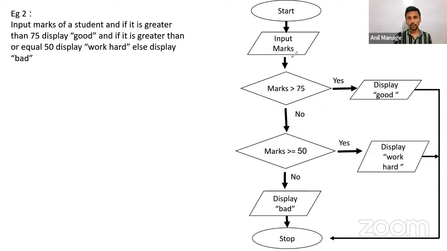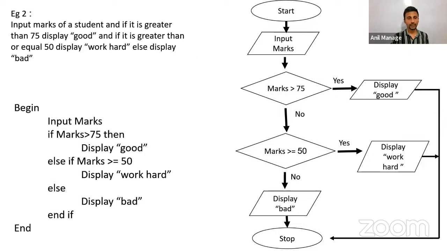So there are two different selections I have used here, right? Now, when it goes to the pseudo code, you can see if marks greater than 75, then display good. Else, if marks greater than 50, display work hard. Else, display bad. And ending. I have seen some students thinking without else even this is okay. That is totally wrong, right?